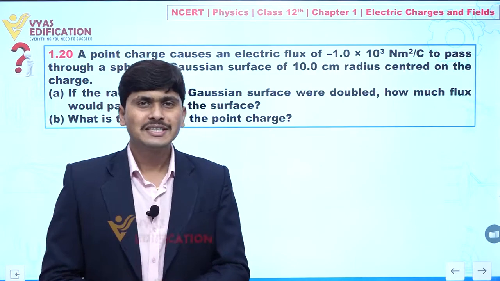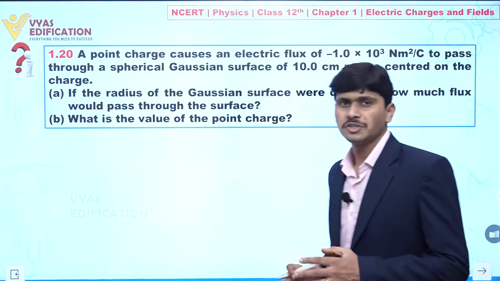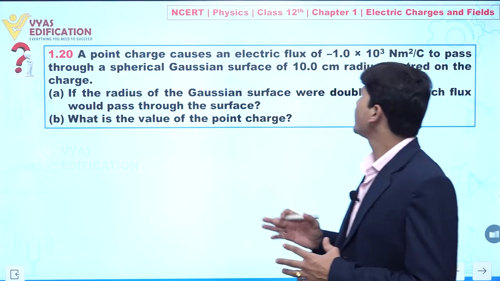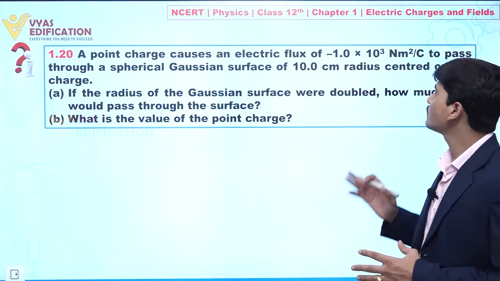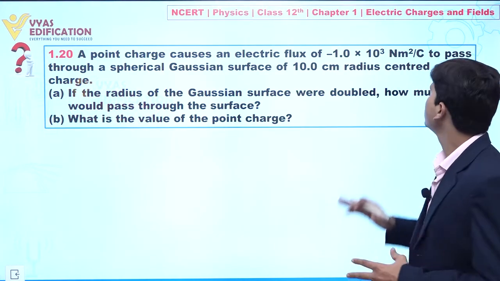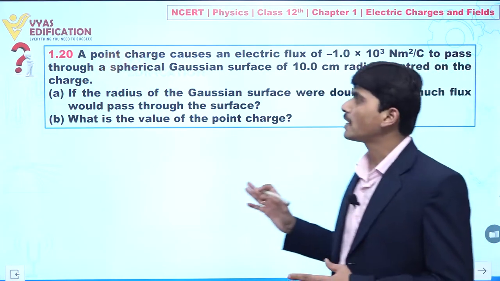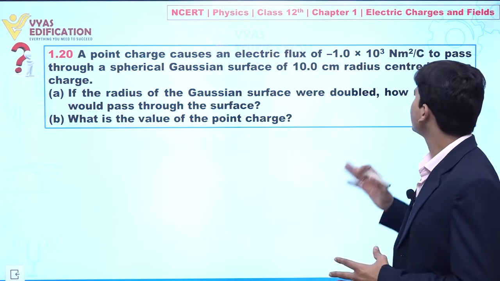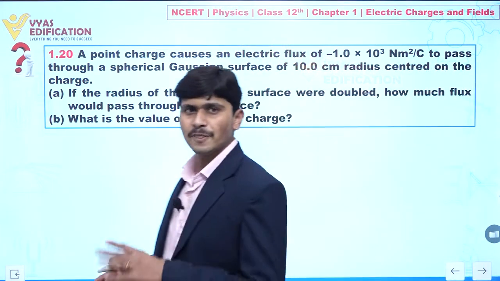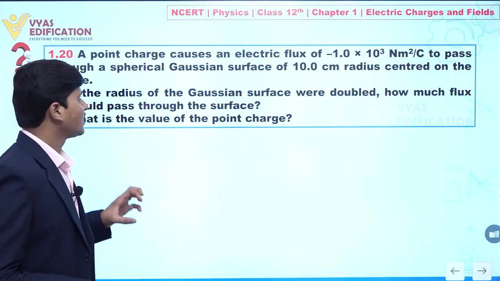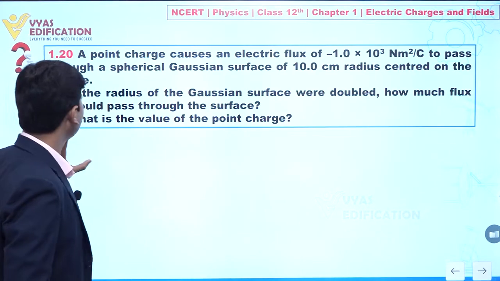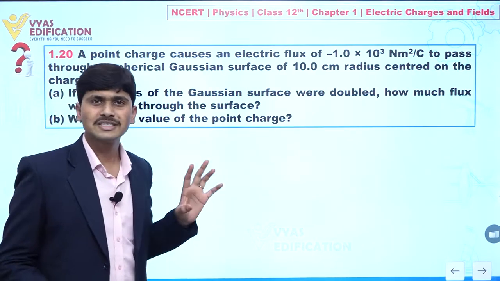Now we are going to discuss question number 1.20. In this question it is given a point charge causes an electric flux of minus 1.0 into 10 to the power 3 Newton meter square per coulomb to pass through a spherical Gaussian surface of 10 centimeter radius centered on a charge. Our objective here: if the radius of the Gaussian surface were doubled, then how much flux would pass through the surface? Clear?